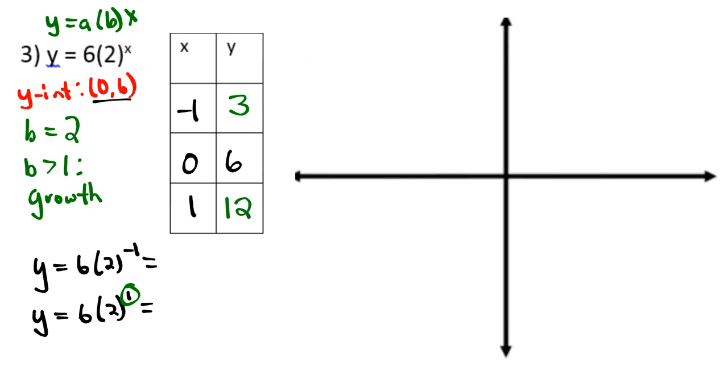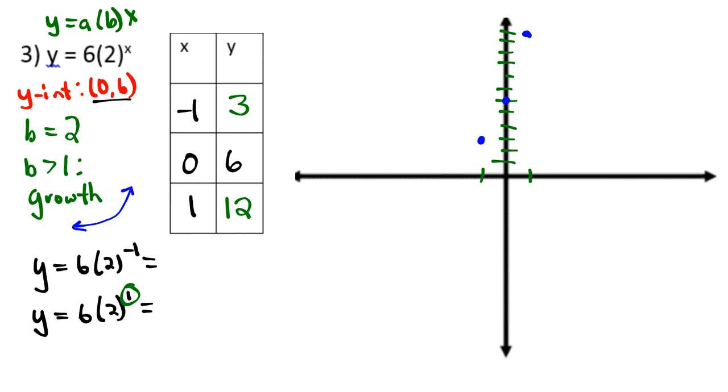And then now graph. Remember, this is a growth function, so it should look like this when we get done. And let's find out. Up 1, 2, 3, 4, 5, 6. There's my y-intercept. Get my other points, -1, 3. So 1, 2, 3 about right here. And then get my other one on the right, +1, 12. That's 6, 7, 8, 9, 10, 11, 12. Way up there is that point.